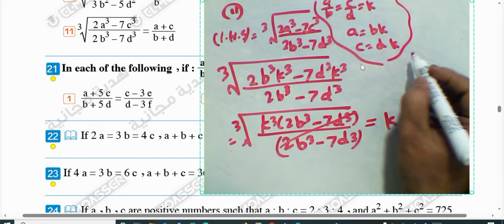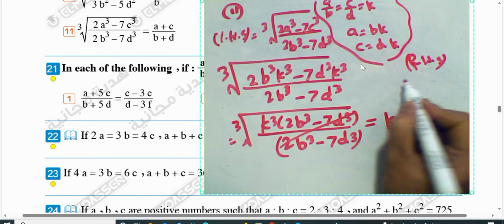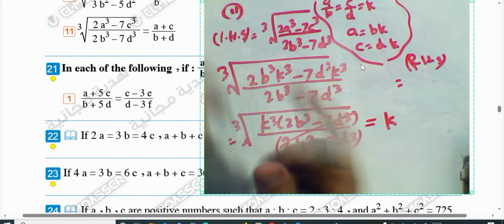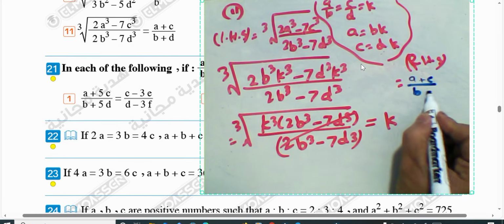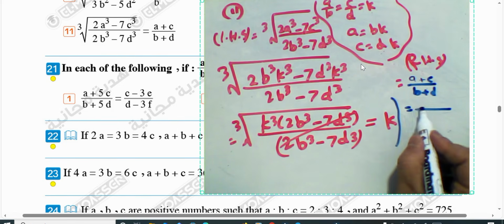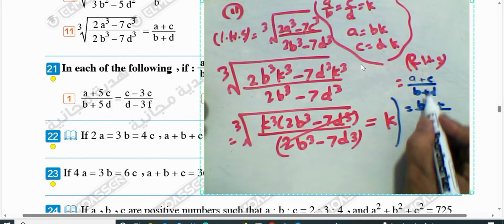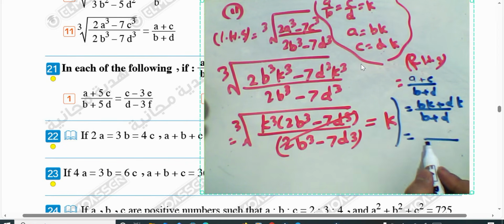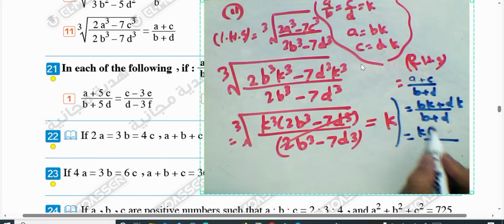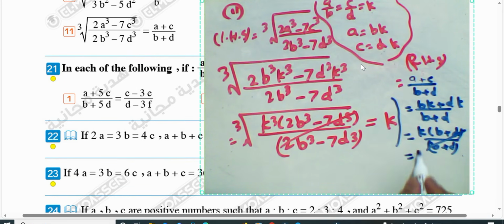Now the right hand side. The right hand side was A plus C over B plus D. The value of A was BK plus the value of C was DK, over B plus D. You can write K as a common factor between the two terms up here. BK divided by K equals B and DK divided by K equals D, all over B plus D. We can divide and the result will be K. They are equivalent. Left hand side equals right hand side equals K.